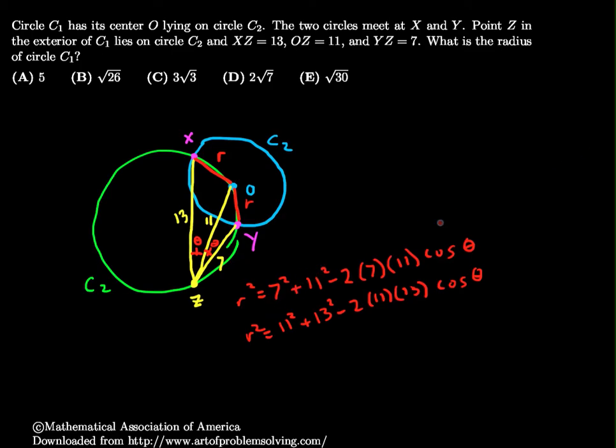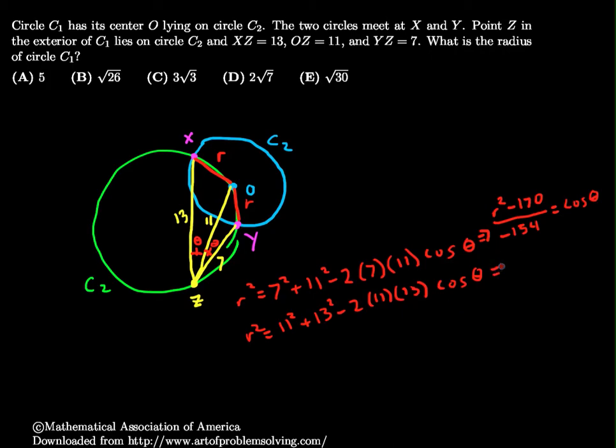So let's do that. When I solve the first equation for cosine theta, I'll still have an R squared. 7 squared is 49, 11 squared is 121, and that should give me 170. Let's see, 49 plus 121, yes. I'll subtract that from R squared, so R squared minus 170, divided by negative 2 times 7 times 11, that's 77 times 2, which is 154. That will equal cosine of theta.